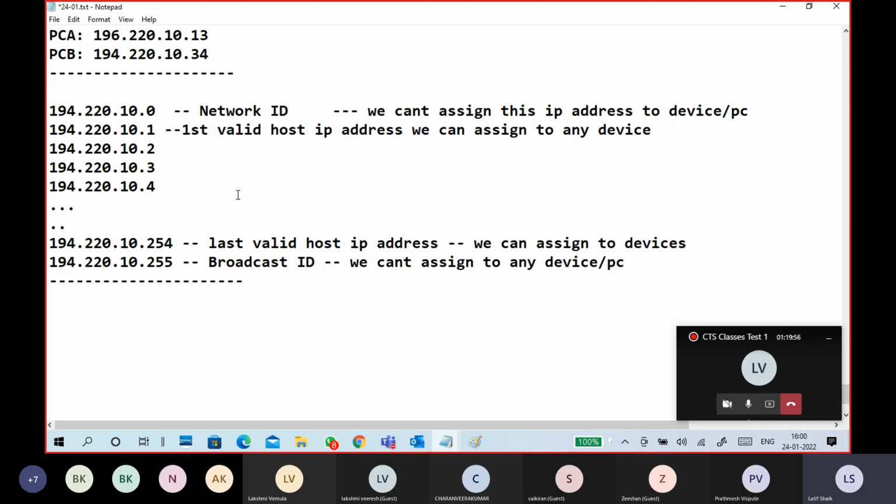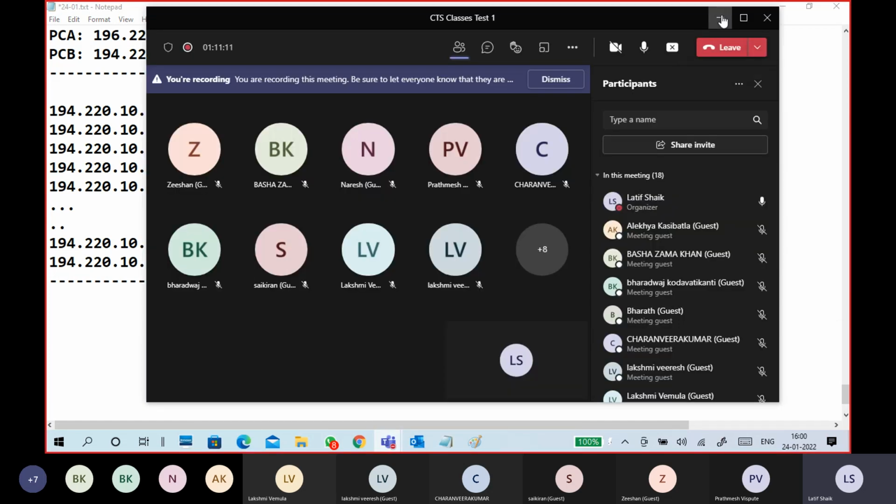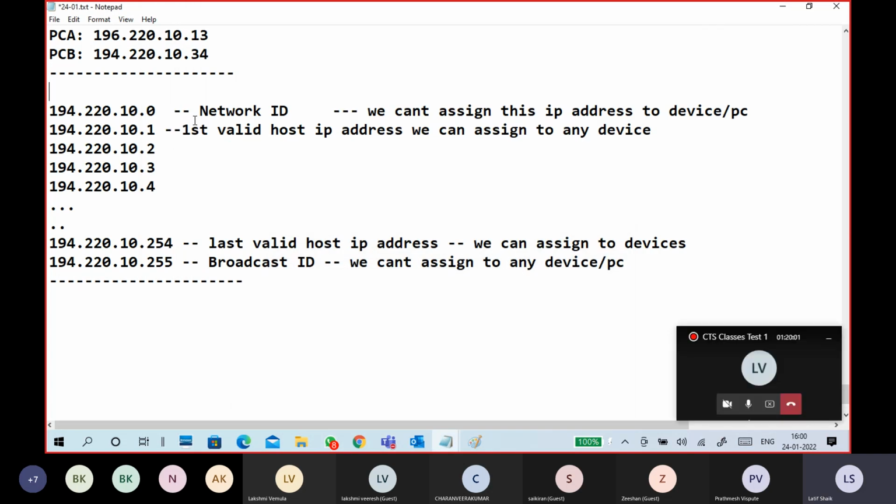Okay, guys. So here it is. Have I opened the mic or not? Yes. Okay, look at this one. The first one is the network ID. The last one is the broadcast ID. Here we can assign IP addresses from 1, 2, 3, 4, and up to here only. This is the broadcast ID. It's the last one, so the broadcast ID also we can't assign.